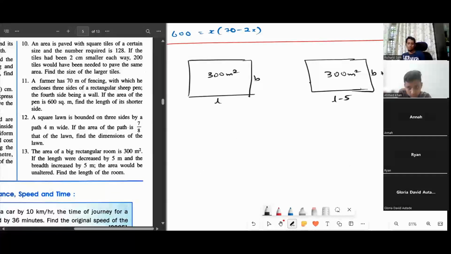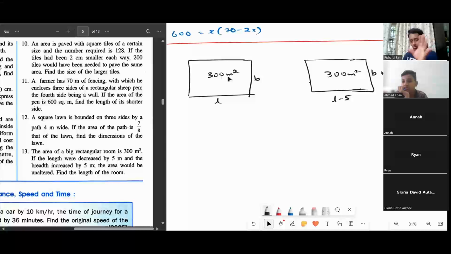Okay, Gloria, I was just saying this is a room. Its area is 300 meters square. Length is L, breadth is B. If you reduce the length by 5, making it L minus 5, and increase the breadth by 5, the area of the room would be unaltered, meaning it would not change. It would still be 300 meters square. The question is, find the length of this room, L.